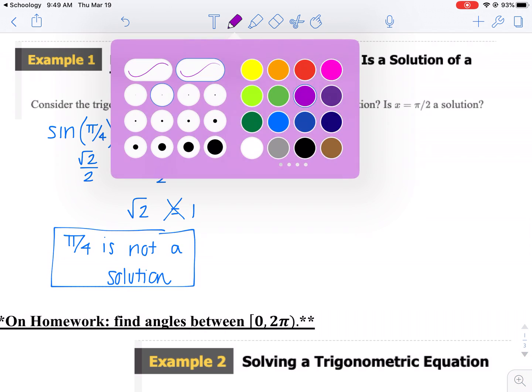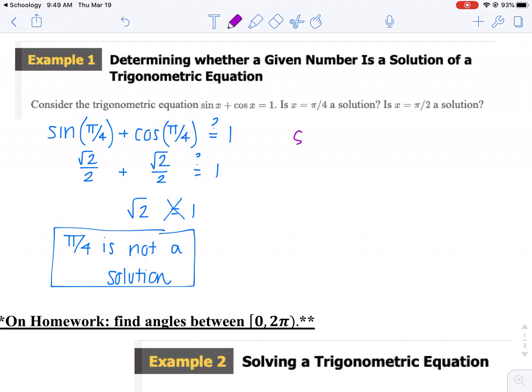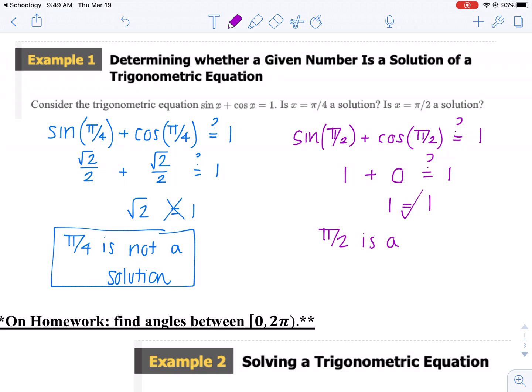Okay, let's try my other one. Is pi over 2 a solution? Again, plug in and ask yourself if it's true. Well, sine of pi over 2 is 1. Cosine of pi over 2 is 0. So indeed, 1 equals 1. So pi over 2 is a solution. Okay, simple as that, just making sure we can plug in information.